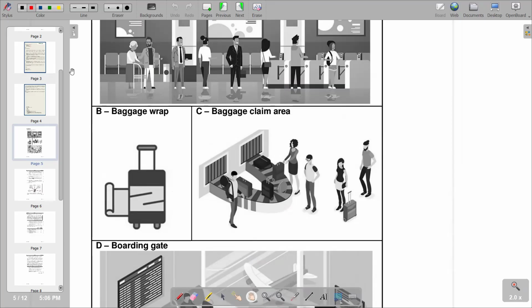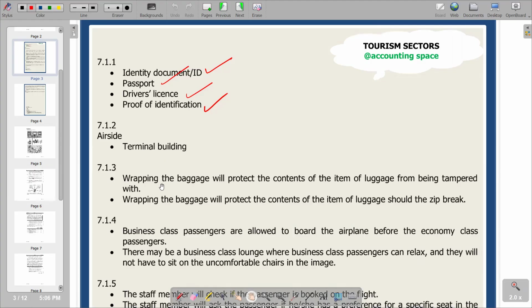Those reasons are also listed in the other section, saying wrapping the package will protect the contents of the item of luggage from being tampered with. And another point, wrapping the package will protect the contents of the item of luggage should the zip break. So if the zip of the luggage breaks, the baggage wrap will act as a zip, protecting what is inside. So that's what we have on that part.